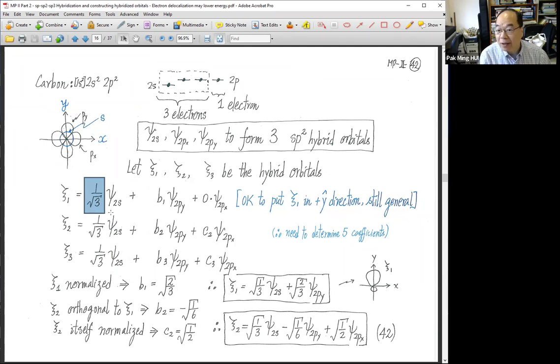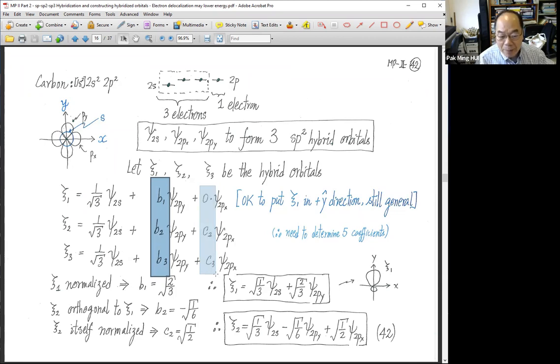The 3 means there are 3 sp2 hybridized orbitals. The 1 over square root 3 would mean the probability of finding the electron in S is 1/3 in each of the hybridized orbitals. That is the meaning of not biasing any one of them. With this, we only have 6 coefficients left to determine.